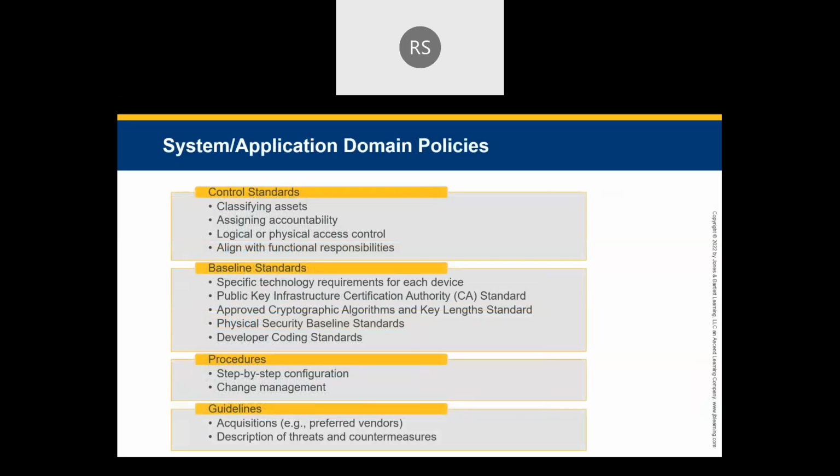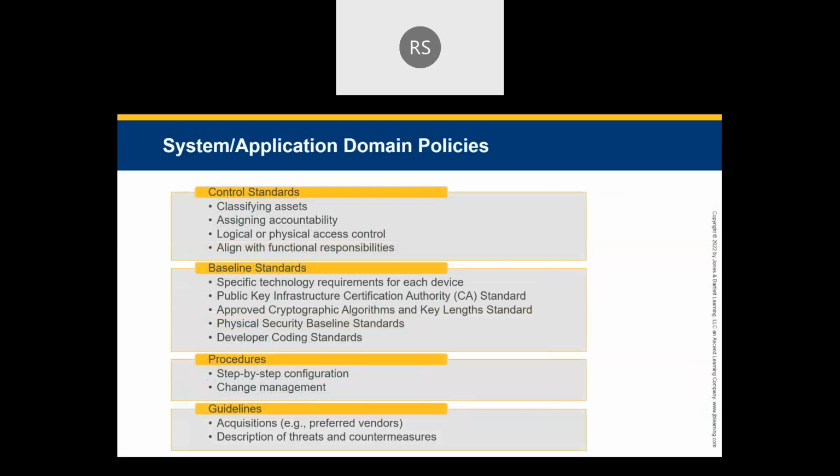The systems application domain covers policies and procedures that govern the security of information systems and the applications within an organization. These policies ensure the protection, integrity, and availability of critical asset applications and systems. Some of the different components include the control standards in the system application domain. This focuses on various aspects such as asset classification, assigning accountability, and implementing logical or physical access control measures.